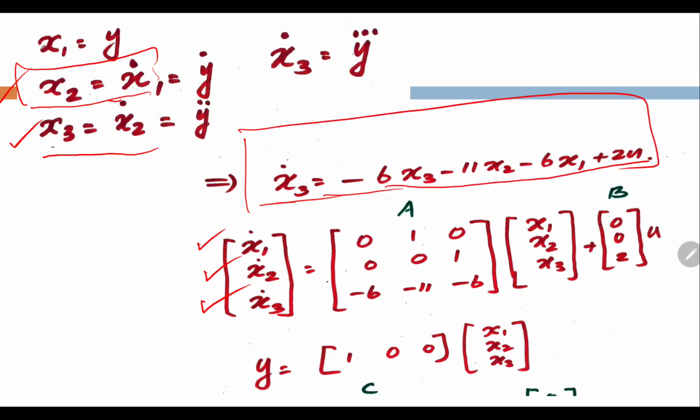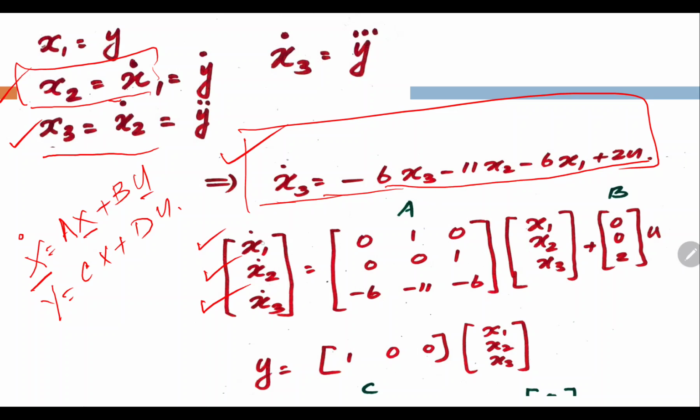Based on the differential equation we have formed this equation. Now we have to form the state variable equations. The state equations are x dot is equal to A into x plus B into u, and y is equal to C into x plus D into u. So in the state variable form we have x, x dot and u.